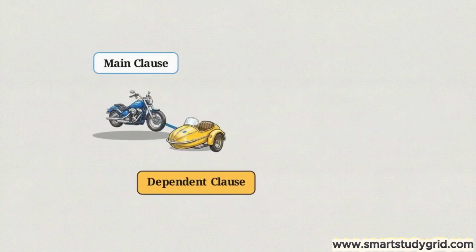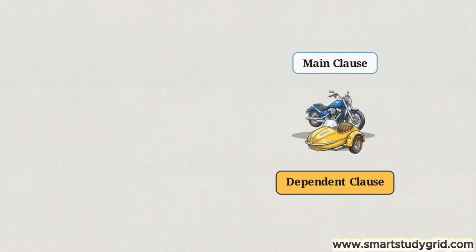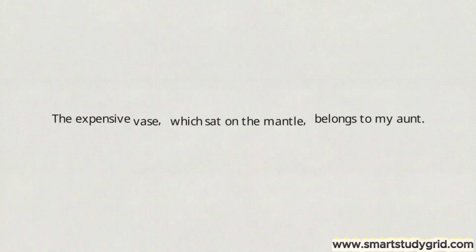Whether the sidecar parks at the front, the middle, or the back of the motorbike, its location doesn't define it. Its classification depends strictly on the word it connects to. Let's apply this to a sentence that combines a few of these structural elements. Read this one carefully. The expensive vase, which sat on the mantel, belongs to my aunt. The connector word which signals our dependent clause, which sat on the mantel. It is clearly describing the vase, a noun, making this an adjective clause.